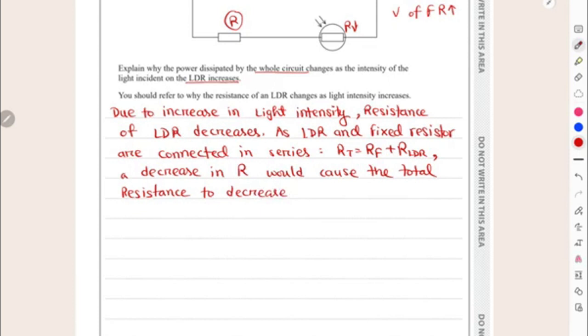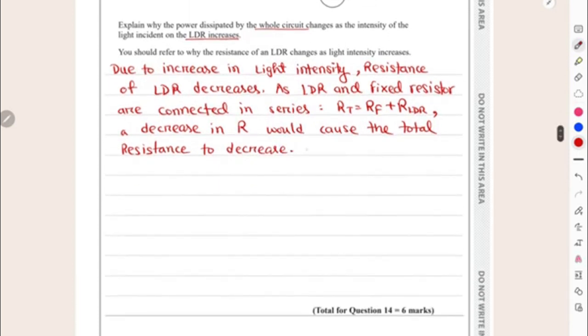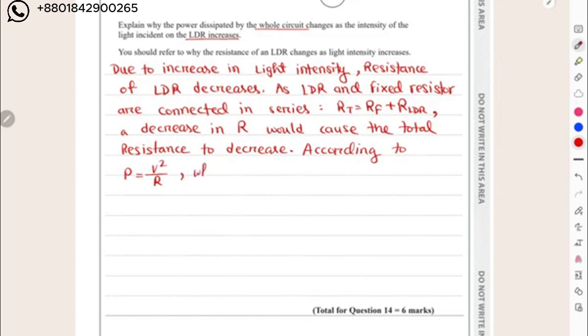So if the total resistance of your circuit decreases, then according to P equals V squared by R, where V is constant because the power supply doesn't change, due to decrease in resistance, power should increase. Power dissipated by the circuit should increase, right?